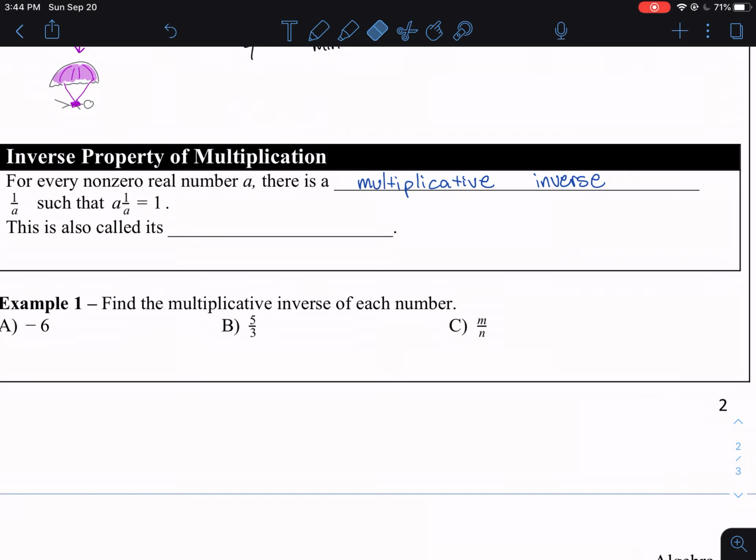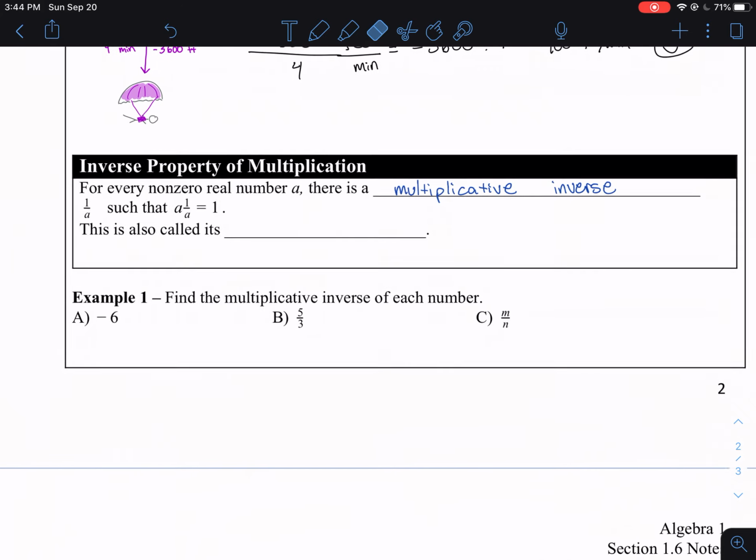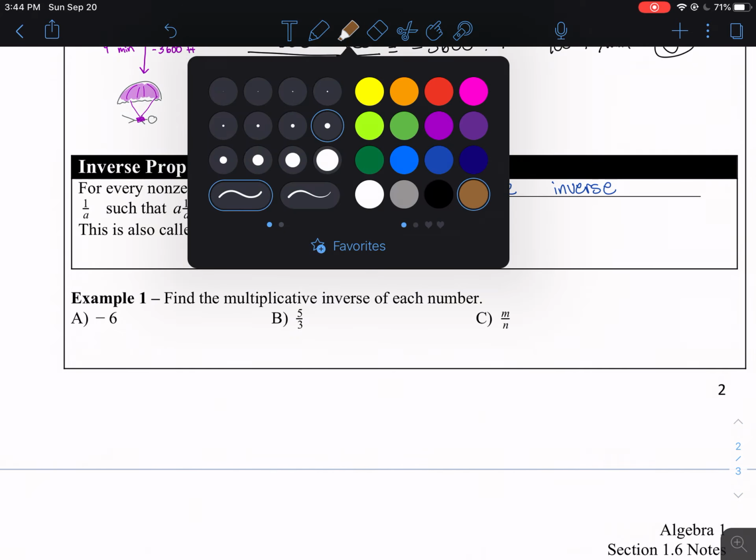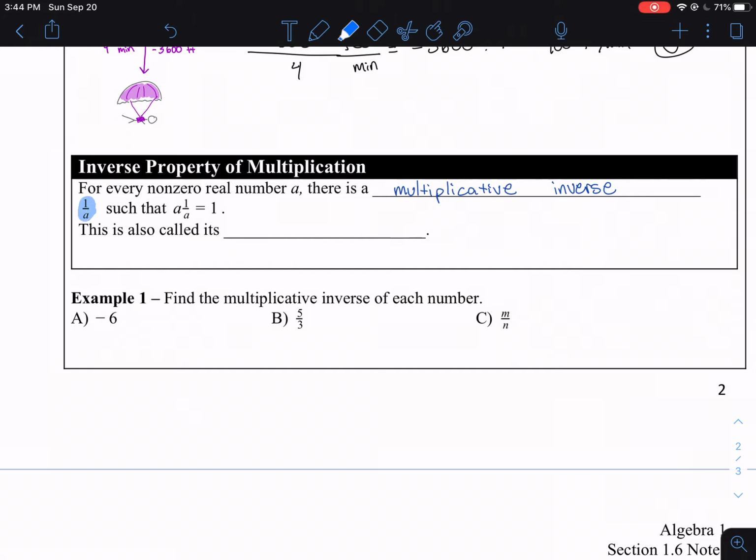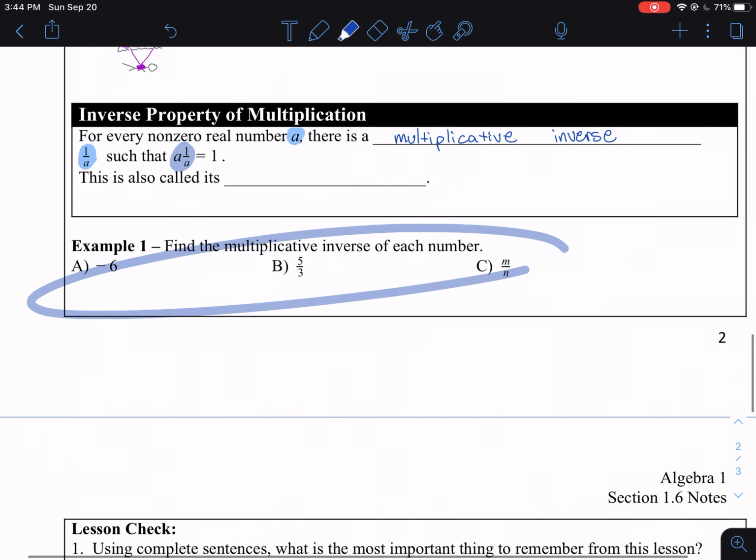Inverse is kind of like the opposite, but not quite. And we say the multiplicative inverse is 1 over a. So if you have a, its multiplicative inverse is 1 over a. And then when you multiply them together, you get that a times 1 over a equals 1. I'll do a bunch of examples. In fact, I'll do 3 examples right here.